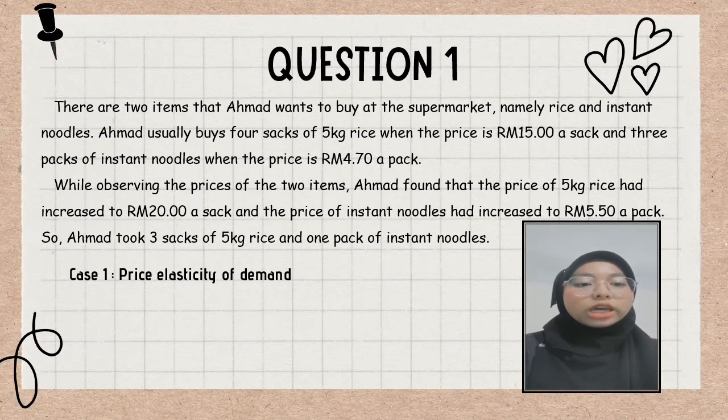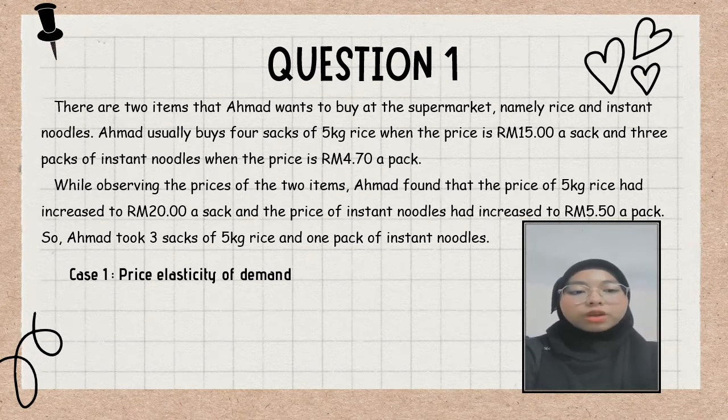There are two items that Ahmad wants to buy at the supermarket, namely rice and instant noodles. Ahmad usually buys 4 sacks of 5 kg rice when the price is 15 ringgit a sack and 3 packs of instant noodles when the price is 4 ringgit and 70 cents a pack.